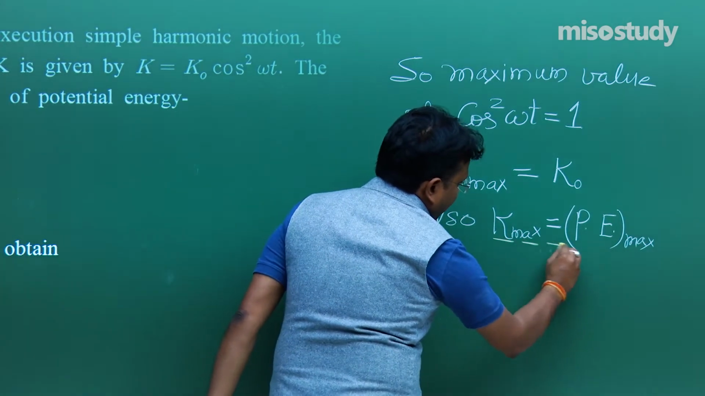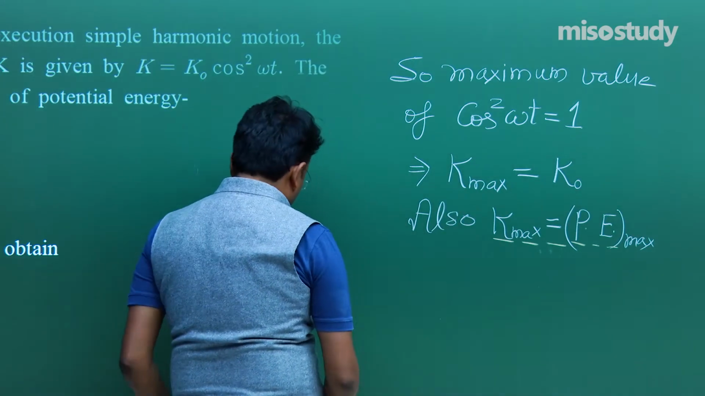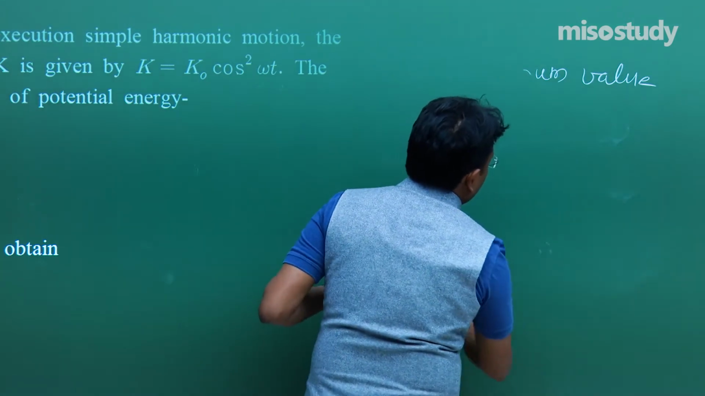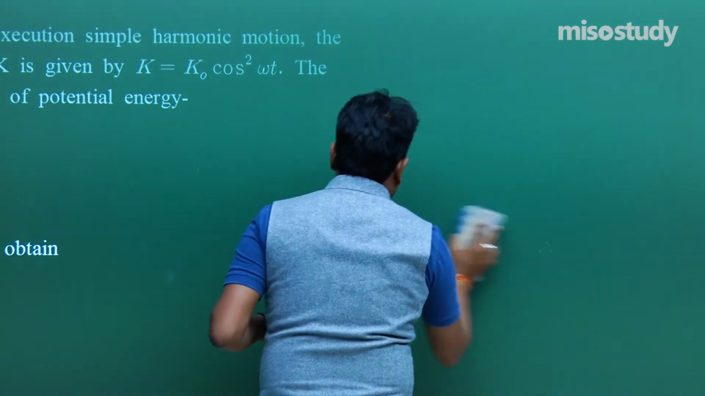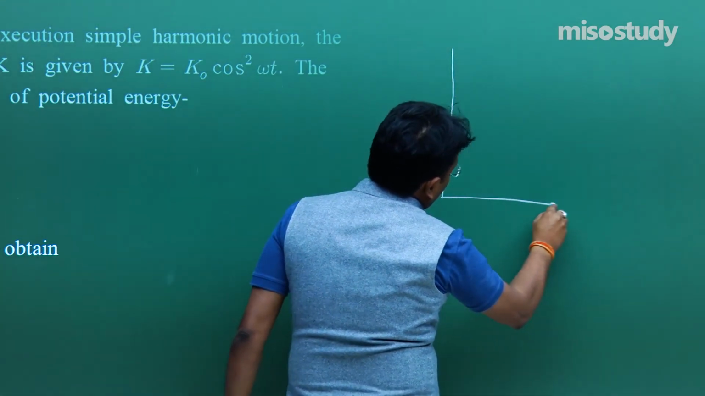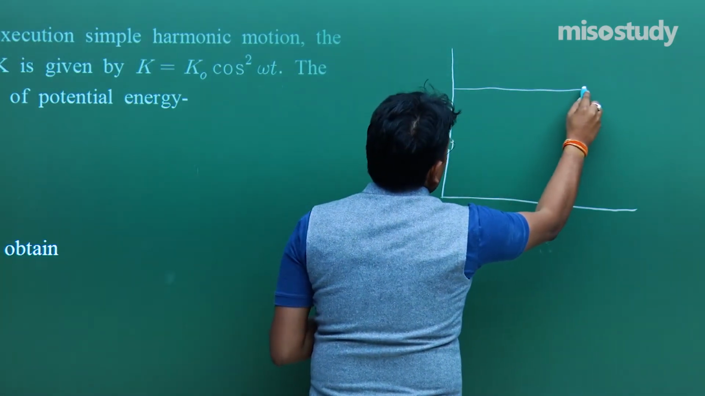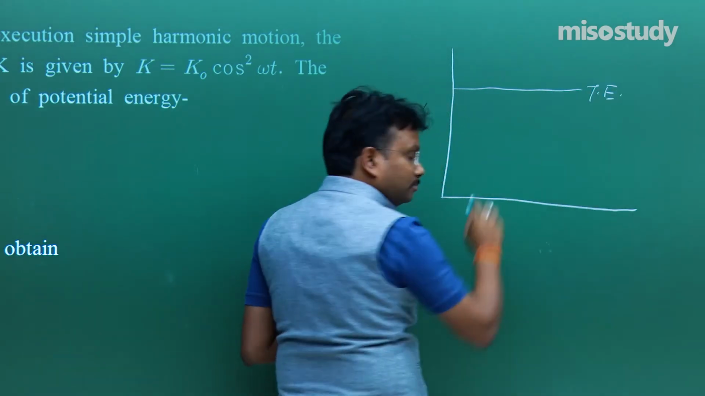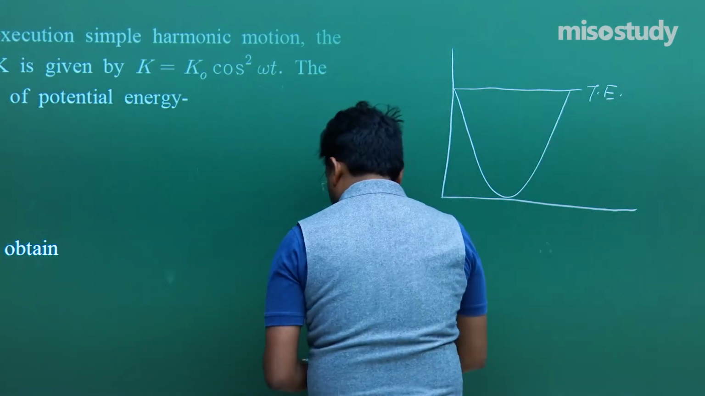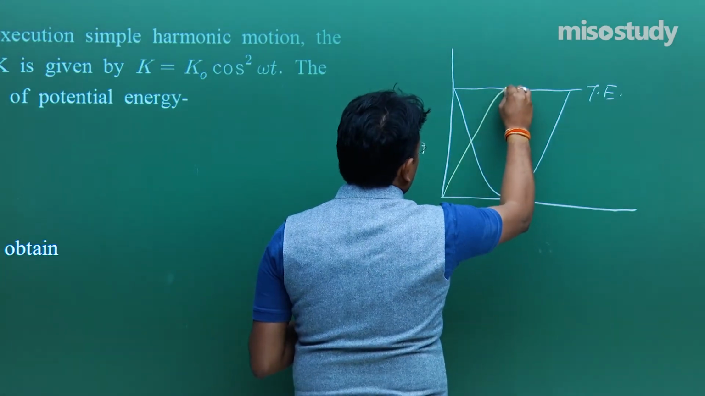Now, for all those slightly confusing aspects for students, I am going to explain two extra points over here so that you can understand why I am saying that kinetic energy maximum is equal to potential energy maximum. Students, try to recall this graph in which I explained total energy, then one graph parabolic like this and another graph parabolic like this.